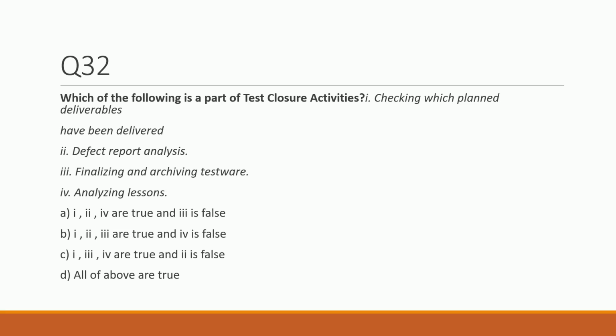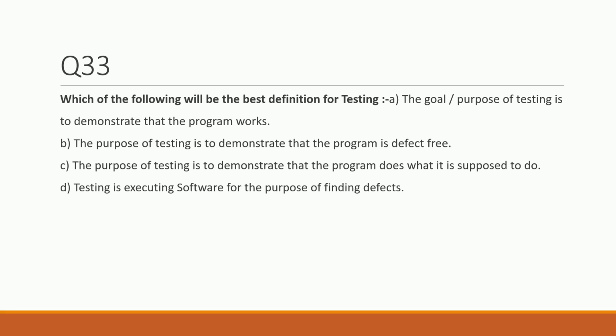Question 32 is which of the following is a part of test closure activities? Checking which planned deliverables have been delivered, defect report analysis, finalizing and archiving test ware, analyzing lessons learned. And the correct answer is C, where number 2 is false, defect report analysis, where 1, 3 and 4 are true.